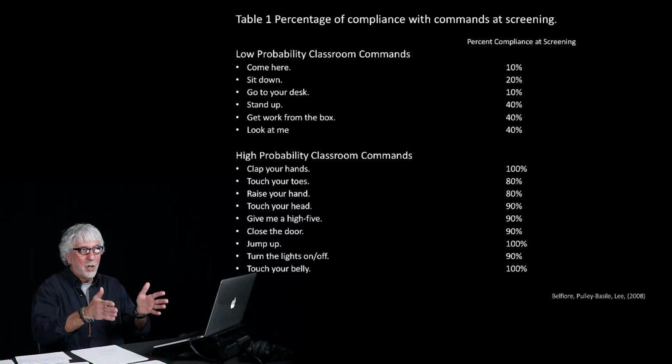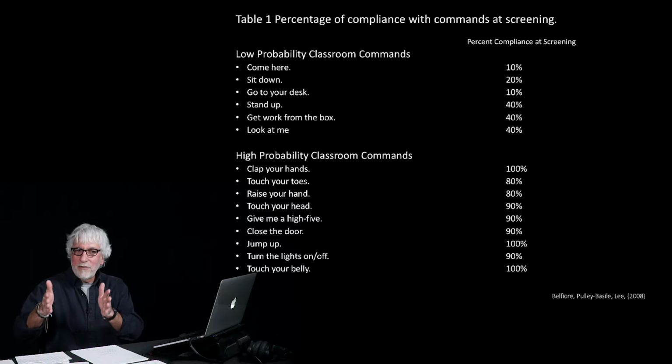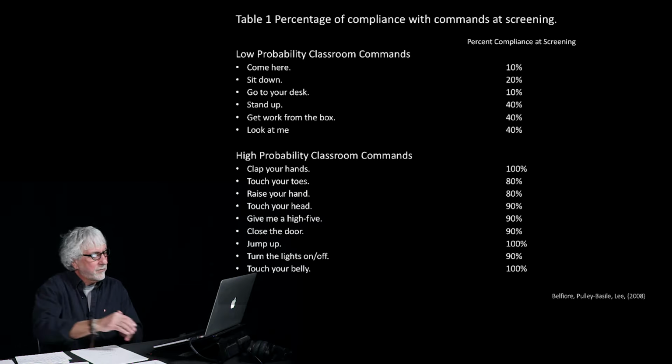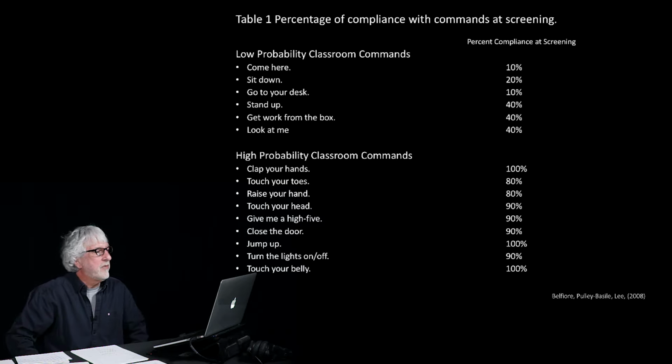Compliance to those low P commands. The intervention was going to be preceding every low P command with a series of high P commands, and noting compliance to low P commands. What she did prior to intervention, which shows up on this slide here, is the percent compliance when she delivered these commands at least 10 times in the classroom prior to baseline.